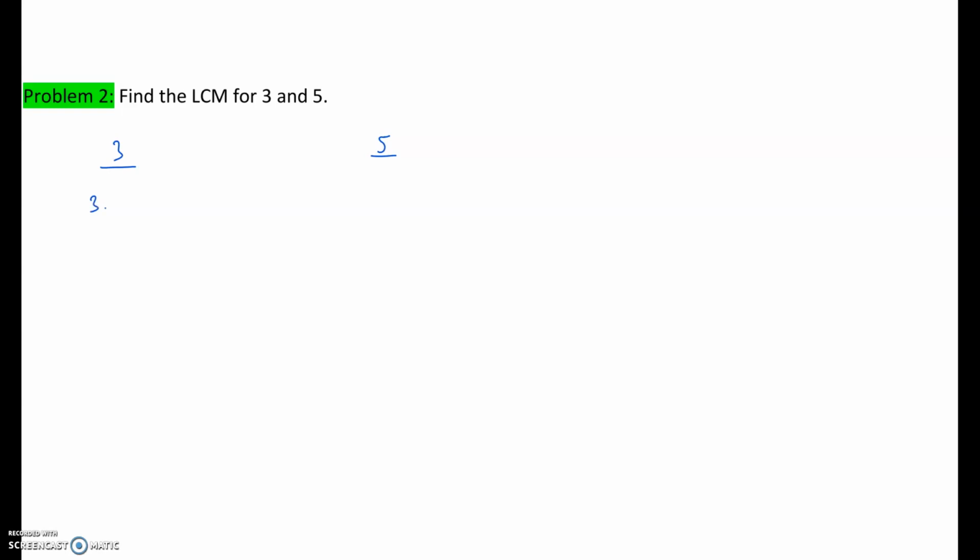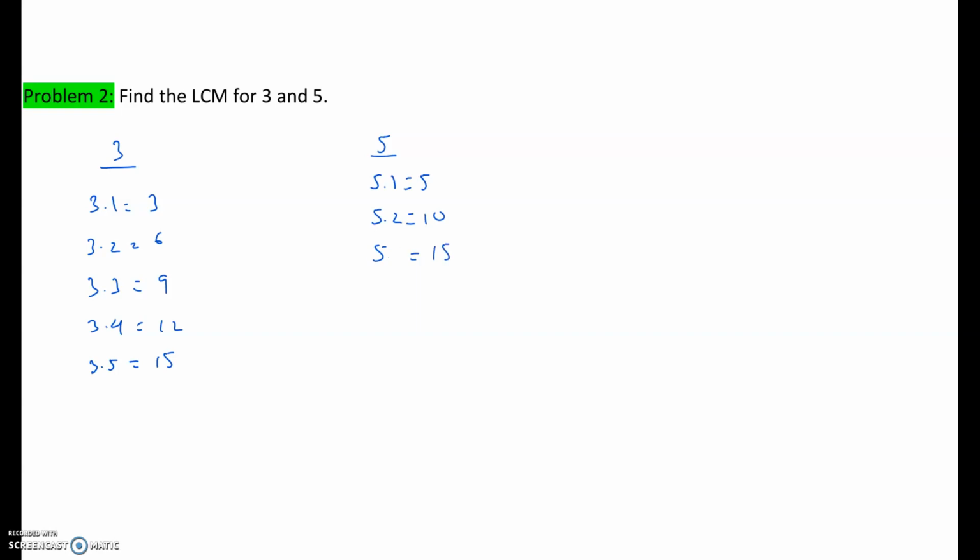So if you multiply 3 times 1, this is equal to 3. 3 times 2 is equal to 6. 3 times 3 is 9. 3 times 4 is 12. 3 times 5 is equal to 15. And then 5 times 1 is equal to 5. 5 times 2 is equal to 10. And 5 times 3 is equal to 15.